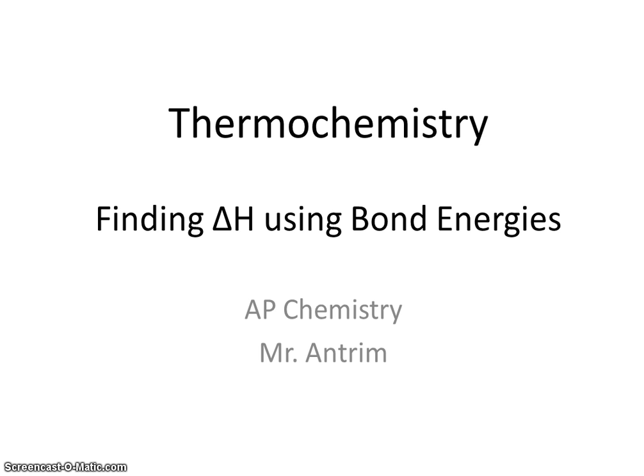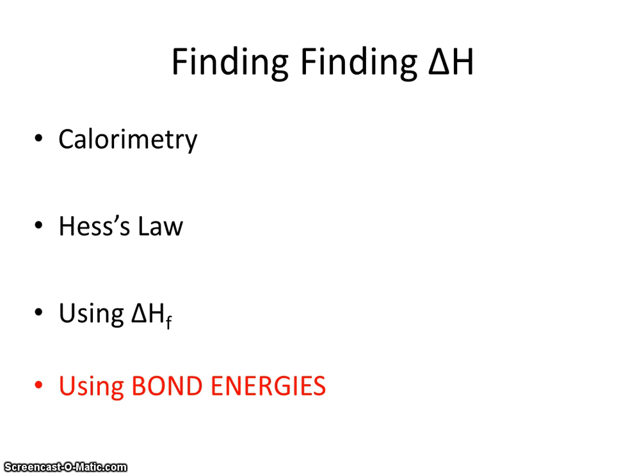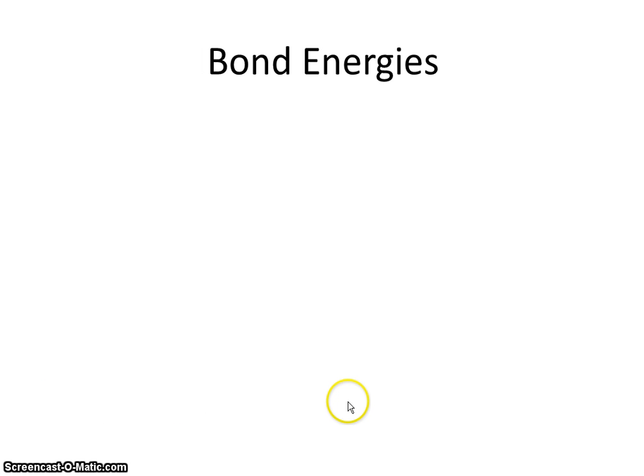This Chemcast is on thermochemistry. It involves finding changes in enthalpy, delta H, by using bond energies. As you recall, we have already studied how to find delta H by methods such as calorimetry, Hess's law, and also finding delta H by using heats of formation. In this tutorial, we are looking at how to use bond energies to find delta H.